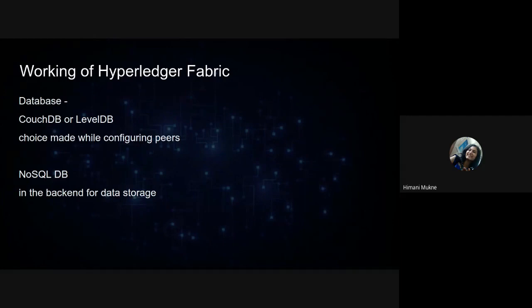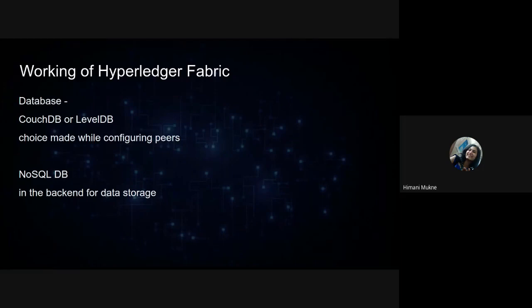So these are the database options available in Hyperledger Fabric. There is CouchDB or LevelDB, and the choice of which database you want to use out of these two is made when you're configuring the peers. The peers are the participants in the network. Like in the case of Bitcoin, we call them nodes. Here we call them peers.